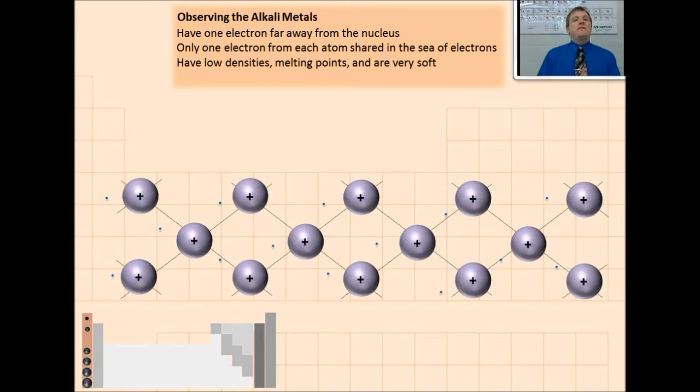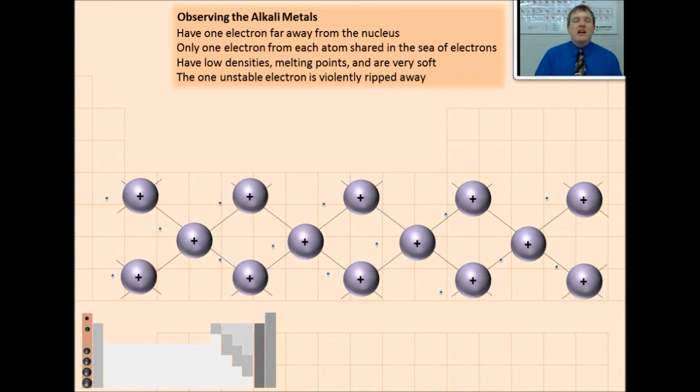For example, they have very low densities compared to other elements on the periodic table. Sodium has such a low density, it's a metal that easily floats on water. As you observe the lab today, you're going to see that that actually happens. Also, sodium has a low melting point, and it's extremely soft and easy to manipulate because the atoms aren't pulling themselves together with just one electron from each atom in the electron sea. It's not very tightly structured.